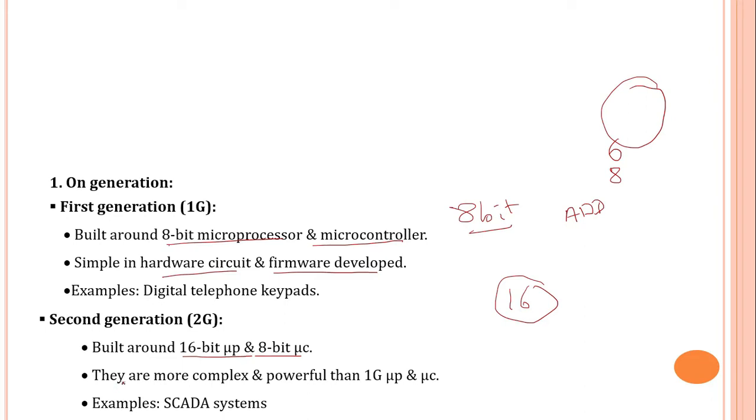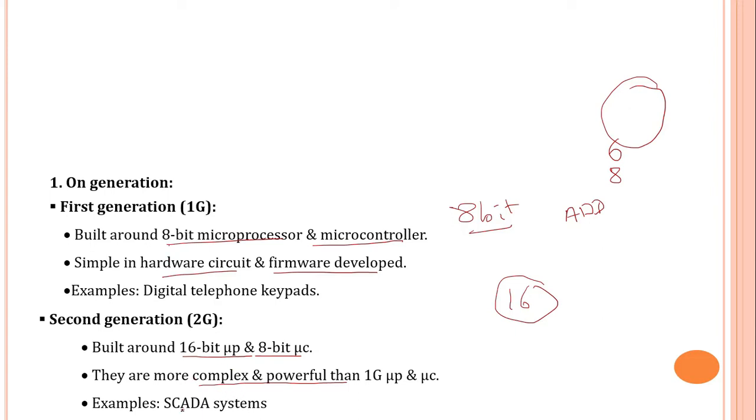Then these second generation are more complex and more powerful than the first generation microprocessor and microcontroller. The reason is these are of 16-bit microprocessor. The performance level increases compared to the first generation. That is the reason these are more powerful than the first generation. If you observe the complexity level from the first generation to the second generation, the complexity level increases because we are operating for the higher operations.